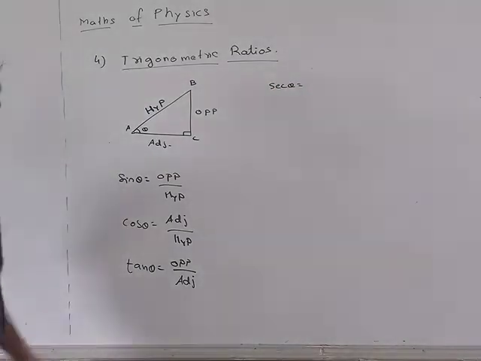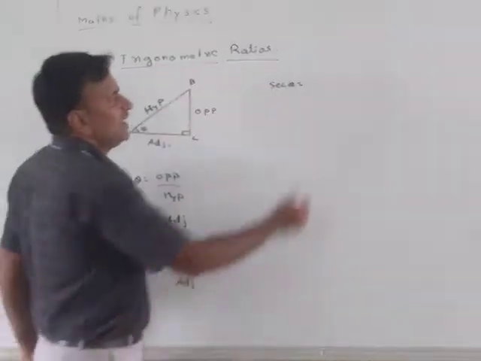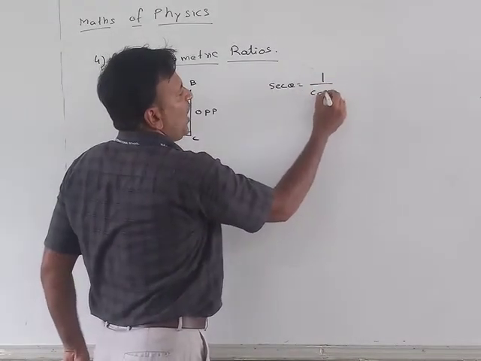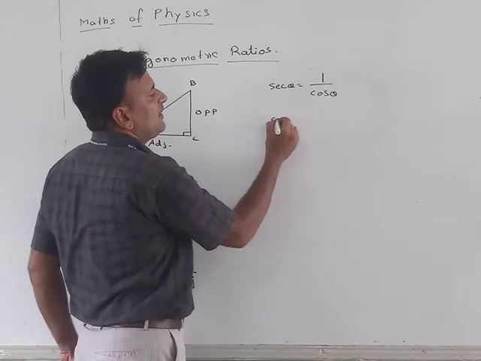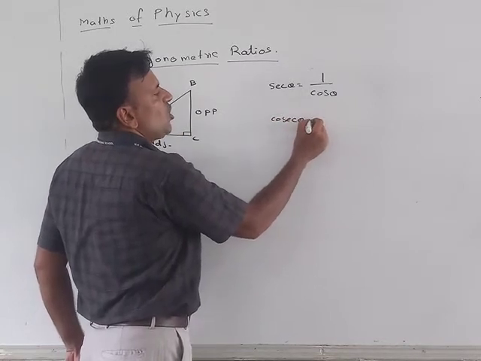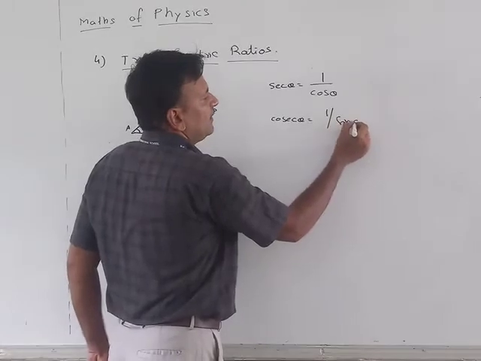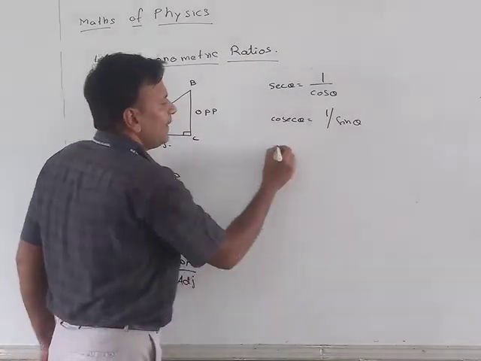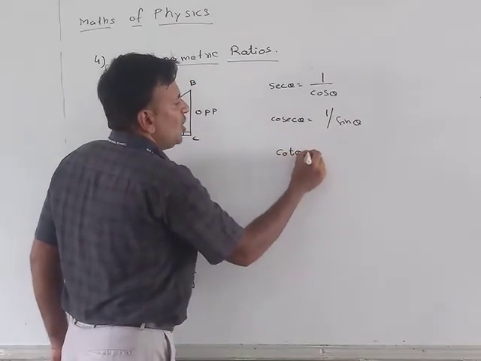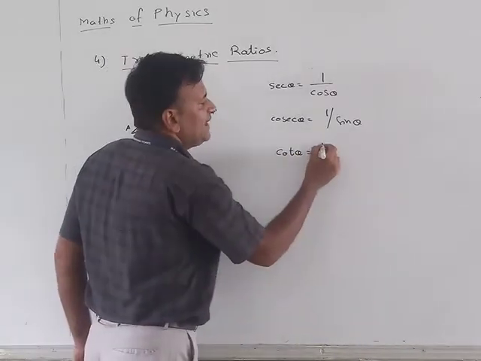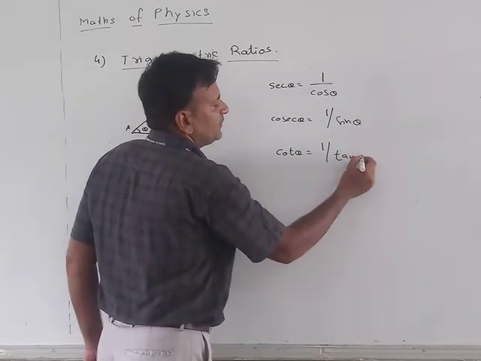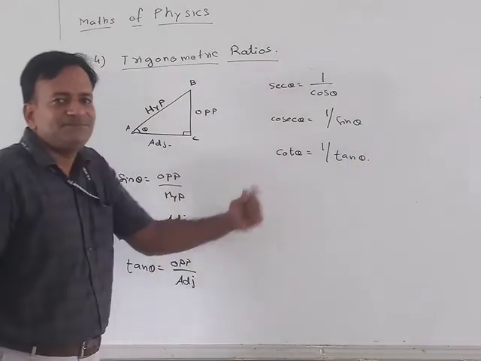Sec theta is defined as reciprocal of cos theta. Cosec theta given as reciprocal of sin theta. Cot theta given as reciprocal of tan theta. Okay.